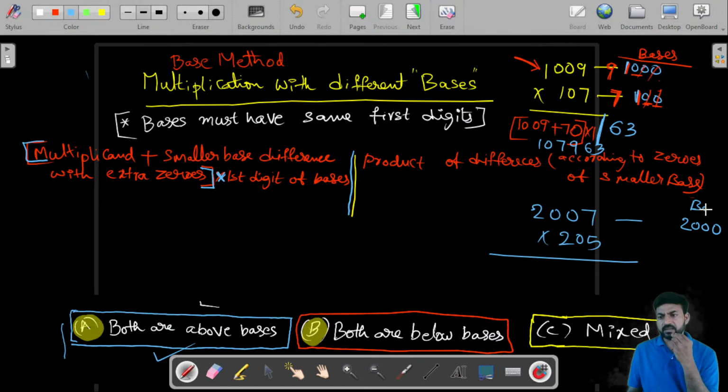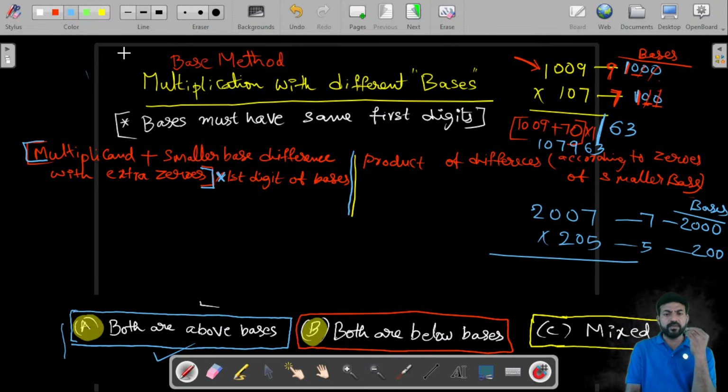Base is here 2000. We have to take 2000 here. We have to take 200 here. What is the difference? 7 is the difference from base here. 5 is the difference from base. So follow this format.